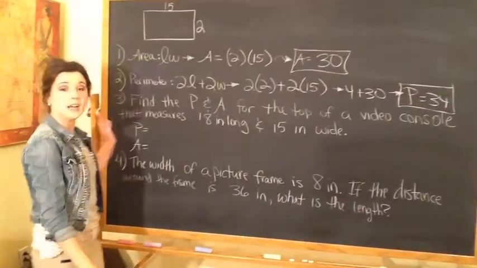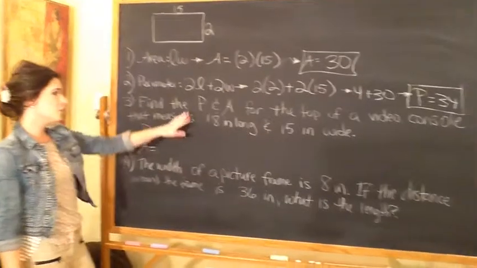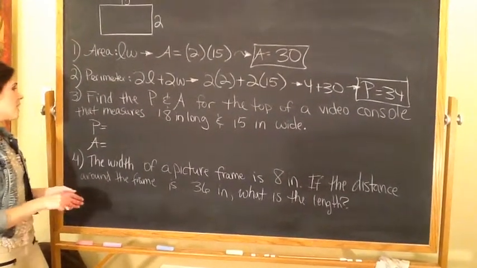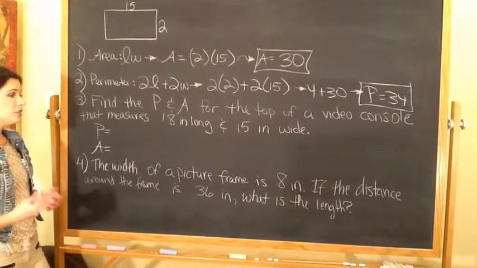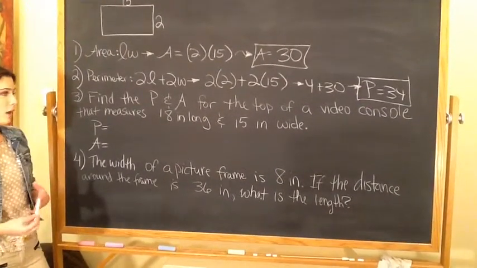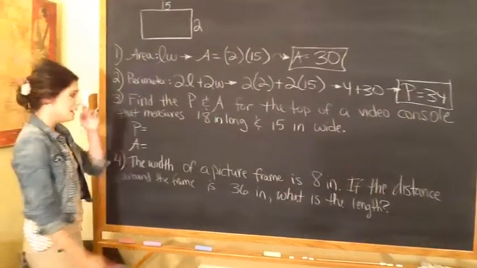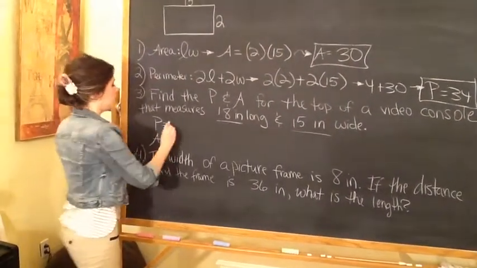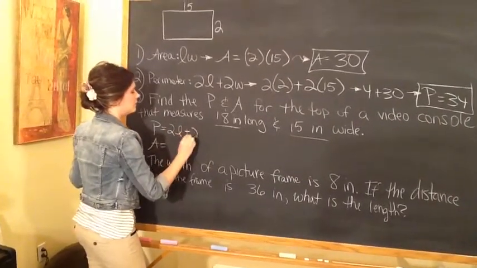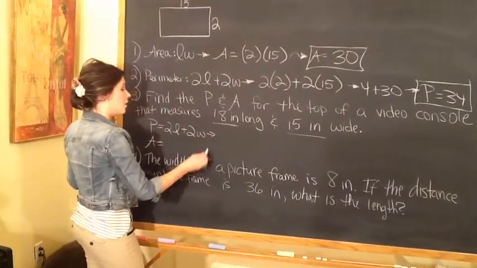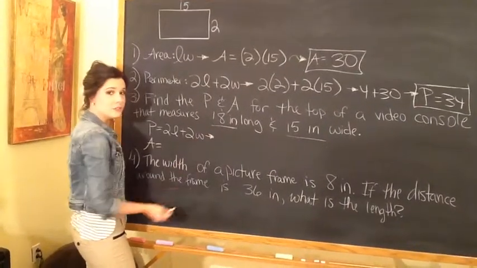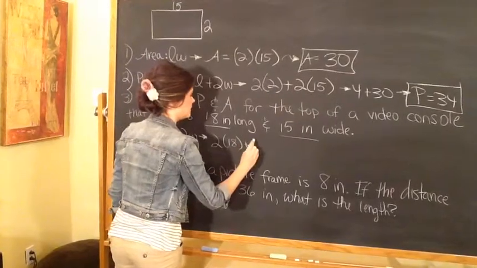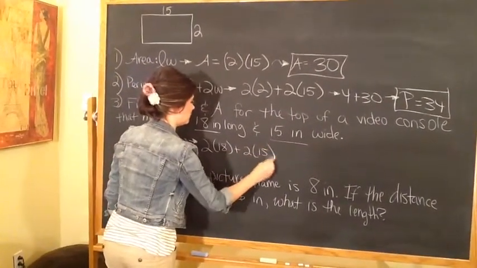Alright, let's go ahead and look at number 3. It says find the perimeter and area for the top of a video game console that measures 18 inches long and 15 inches wide. So we're going to find both the perimeter and the area for 18 by 15. So perimeter is 2 times L plus 2 times W. So we need to plug in our numbers for our L and W. So we have 2 times 18 plus 2 times 15.